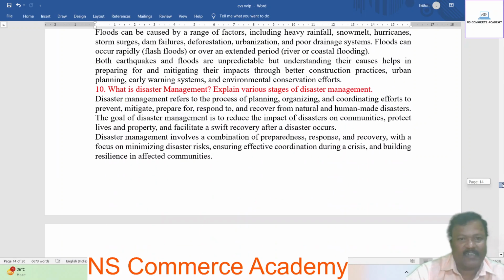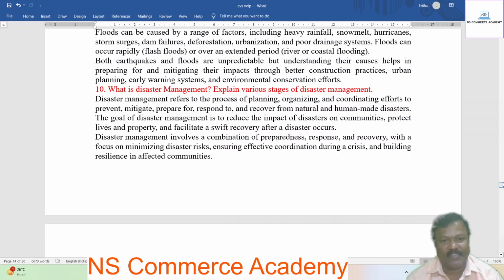So, what is disaster management? Explain various stages of disaster management. Disaster management refers to the process of planning, organizing, and coordinating efforts to prevent, mitigate, prepare for, respond to, and recover from natural and human-made disasters. The goal of disaster management is to reduce the impact of disasters on communities, protect lives and property, and facilitate swift recovery after a disaster occurs.